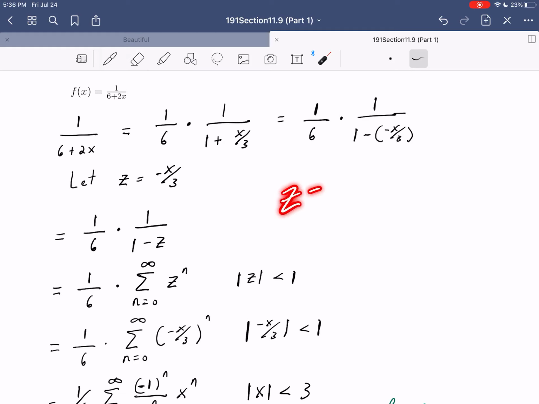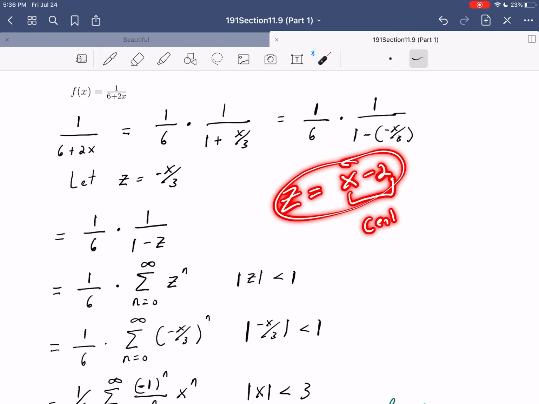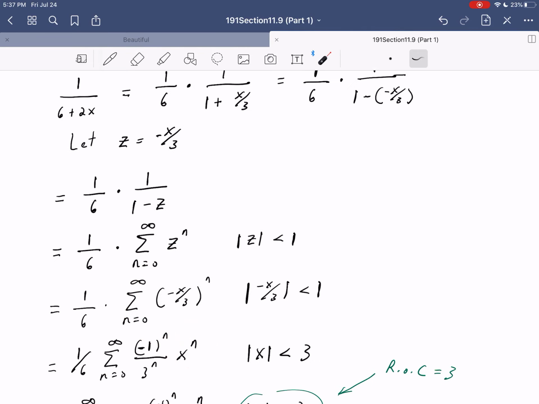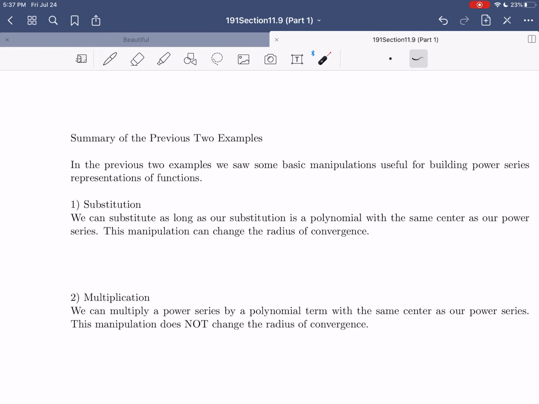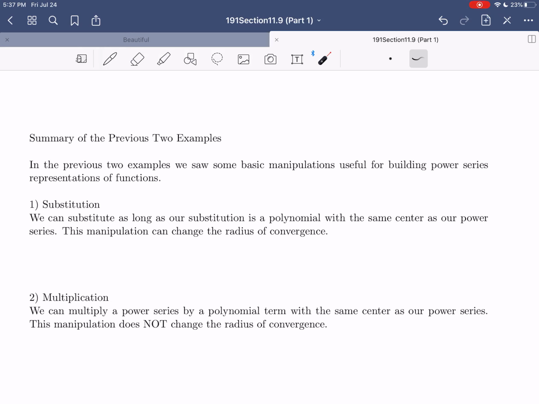And we wouldn't be able to do a substitution like z equals x minus 2, because while that is a polynomial, the center there would be x equals 2, and the expression we have has a center at 0. So it's got to be a polynomial substitution, and it's got to have the same center as our power series. As we saw, substitution can change the radius of convergence. In that example, the radius of convergence of the original power series was 1, but after the substitution, the radius of convergence for our power series was 3. So substitution is a very useful manipulation for building power series representations based on representations you already know.